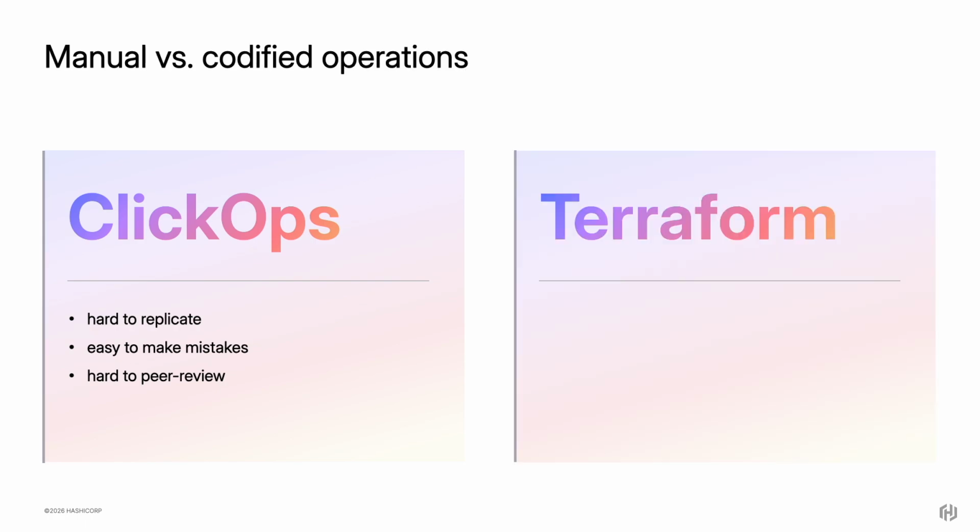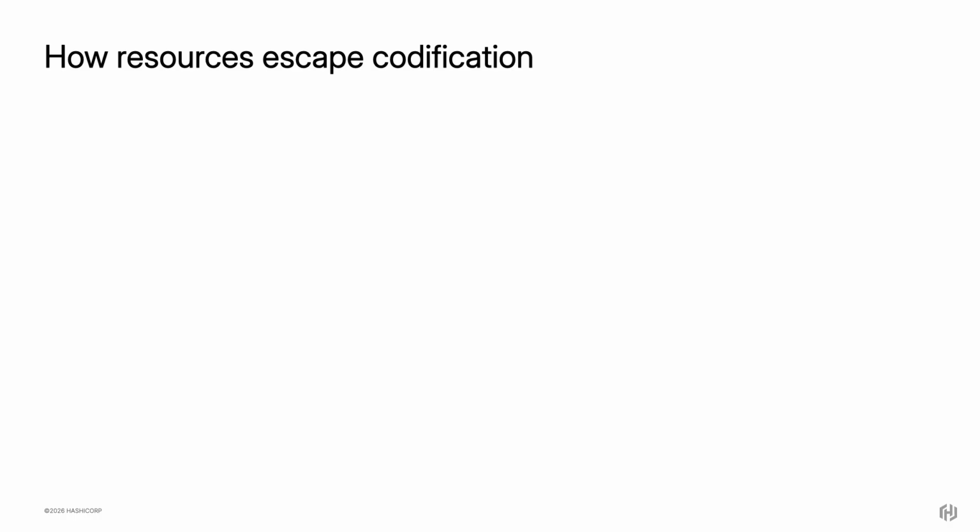Comparatively, infrastructure as code allows you to describe your infrastructure in human readable text files that you can version control and review with your colleagues easily. And because it is code, tools like Terraform can parse it and turn your prose into provisioned infrastructure. So with all those benefits, you might wonder, how do resources end up not being codified?